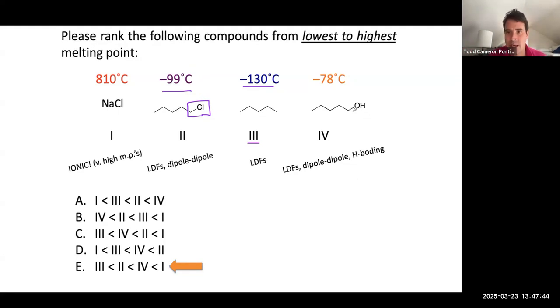If we replace that Cl with an OH, now we have hydrogen bonding in play. Again, that increases the intermolecular forces. And then finally, NaCl is a salt. Salts, and things with ionic bonds, tend to have much, much higher melting points than any molecule that's just held together through covalent bonds, because that electrostatic interaction of the positive charge and negative charge is significant.